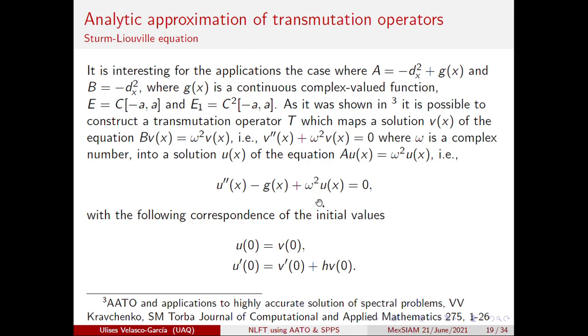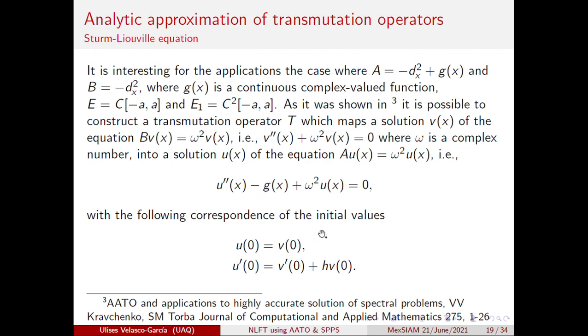And I'm sorry, I'm just missing u of x. I'm missing a u of x here. Otherwise it wouldn't work. I need a u of x here, multiplying g of x, in order to get a Sturm-Liouville equation. I'm sorry for the mistake.